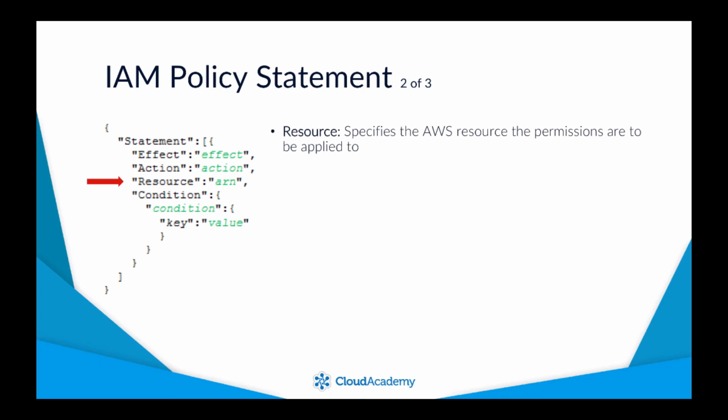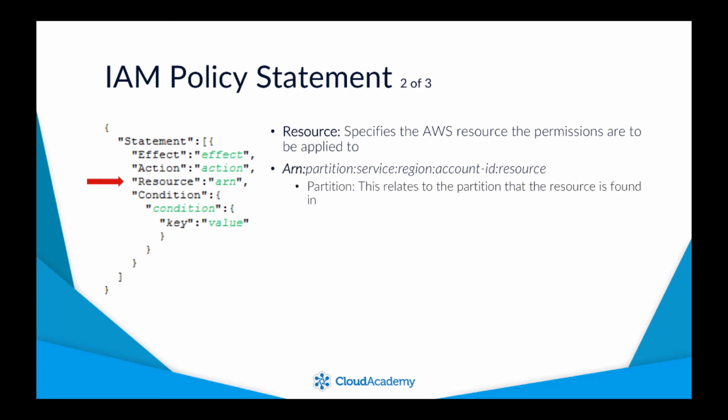Resources. This specifies the actual resource you wish the permission to be applied to. AWS uses unique identifiers known as ARNs, Amazon Resource Names, to specify resources. Typically, ARNs follow the following syntax. Let's break this down and take a look at each of these segments.